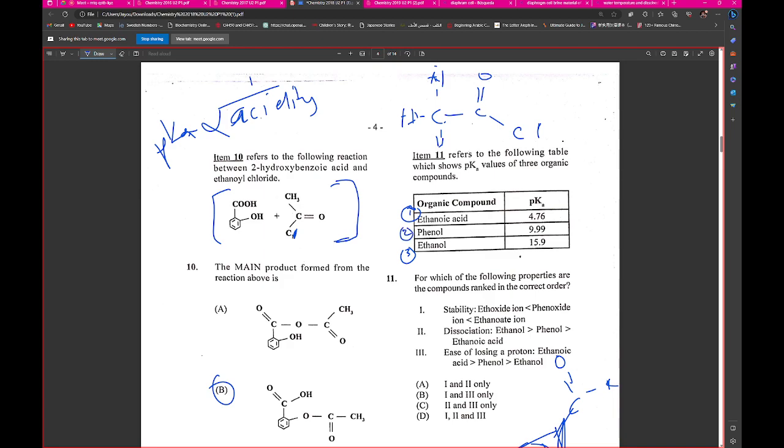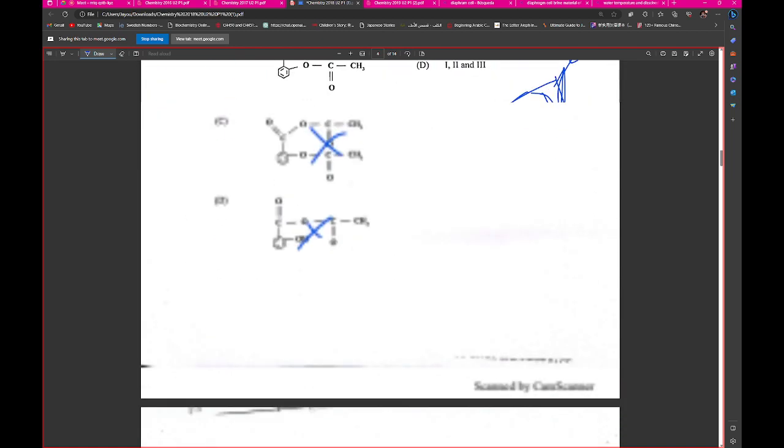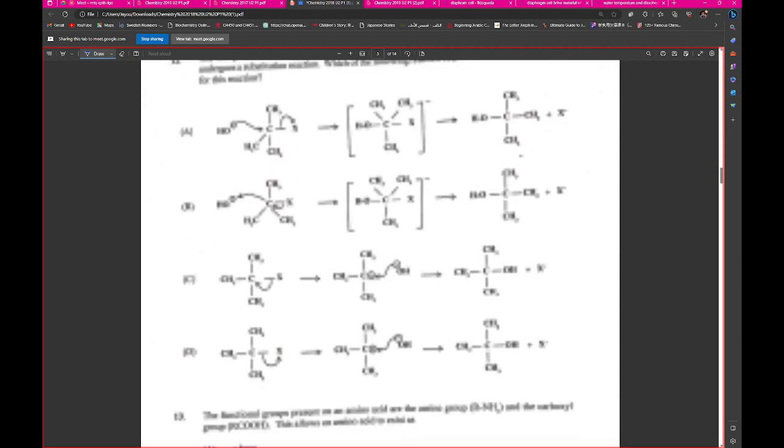Let's look at this now for stability. The ethoxide ion is less stable than phenoxide, which is less stable than ethanoate, which is true. Dissociation: ethanol doesn't dissociate greatly, its equilibrium lies to the left, so that is untrue. And the ease of protonation would be gifted to the stronger acids as we go down, so it should be ethanoic acid, then phenol, then ethanol. So 1 and 3. Anybody have any issues with that? No, I agree. Everybody else fine?